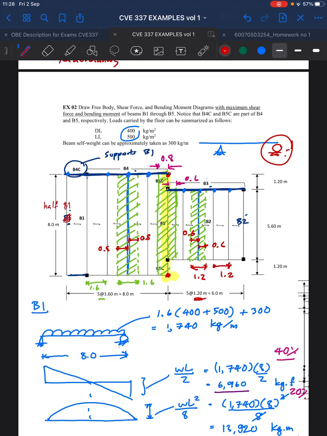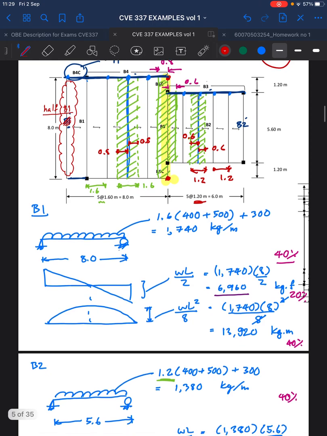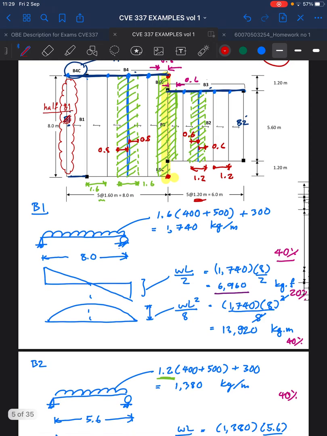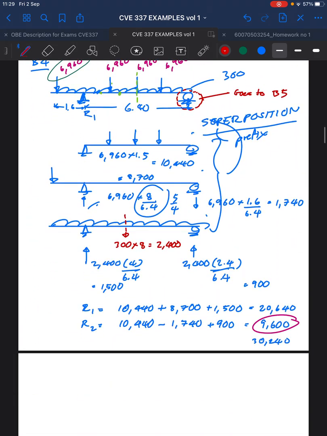So we need to do some analysis for this beam on the edge to get the proper loading that will act on our B4. We can do so by repeating the calculation of B1, but right here we can reduce the tributary width to just half of it, which is 0.8. So let me recalculate that, okay?